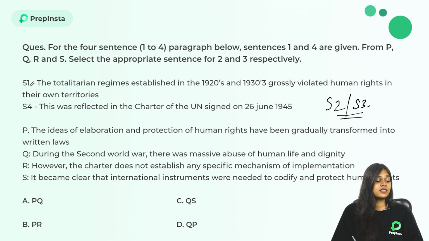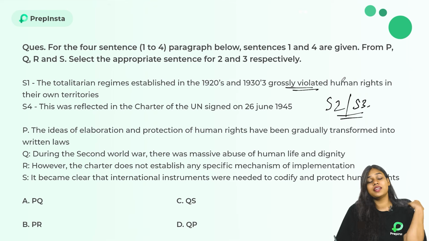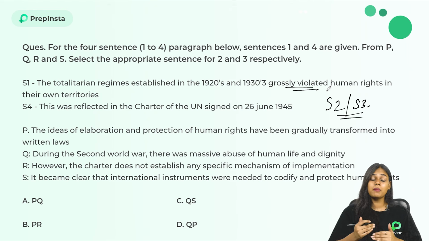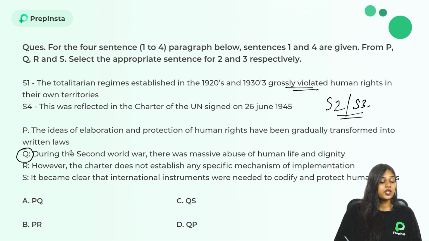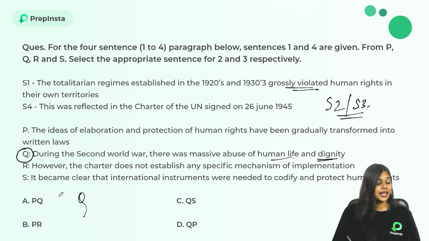All right. So the first sentence talks about the totalitarian regimes established in the 1920s and 30s grossly violating human rights in their own territories. After stating the human rights violation, we need to talk about an incident that proves that there was a human rights violation, right? And that incident over here is sentence Q. During the Second World War, there was massive abuse of human life and dignity. So we need to talk about an instance where human rights violation had taken place. So we use Q as the second sentence. All right, S2 becomes Q.